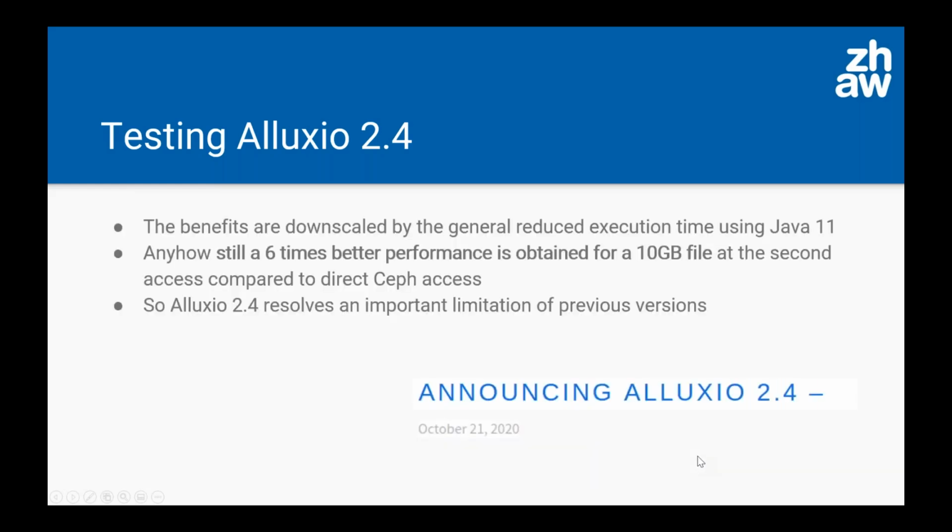So what we concluded looking at these results is that the benefits are downscaled, and this is by the general reduced execution time that we obtained using Java 11. But still, a 6 times better performance was obtained in the case of the largest file, so with the 10 GB file, when you access the same file the second time.